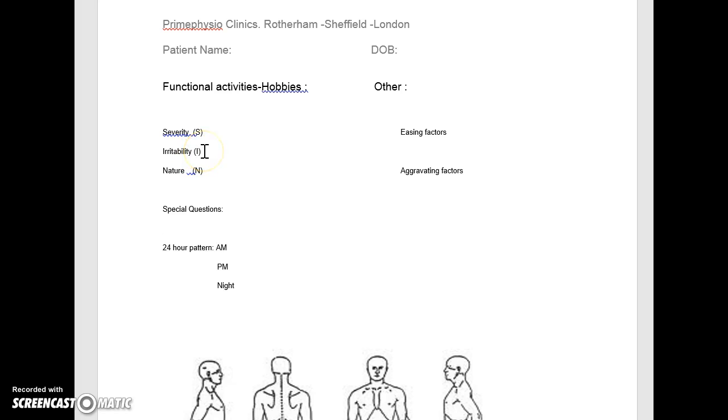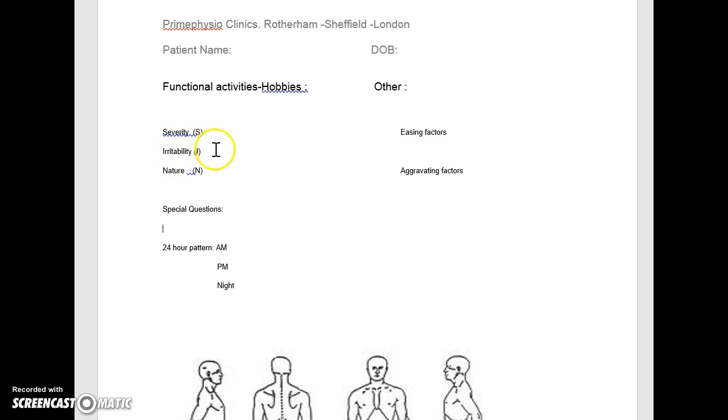Irritability: how long does it take for the symptoms to start, or to start to be annoying to the patient, or to stop him from doing things. So if a patient with low back pain feels the symptoms after 5 minutes of sitting down, this means the symptoms are highly irritable. But if the patient's symptoms start after 2 hours, that means it has low irritability.